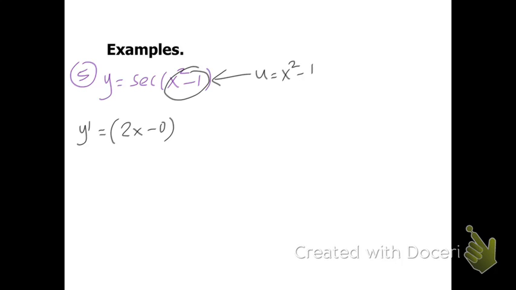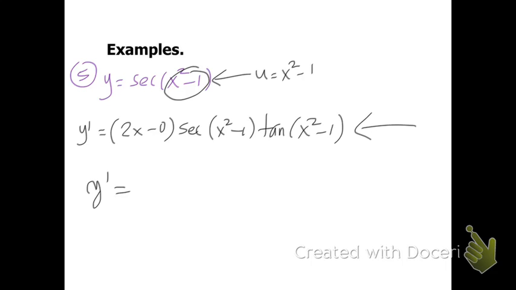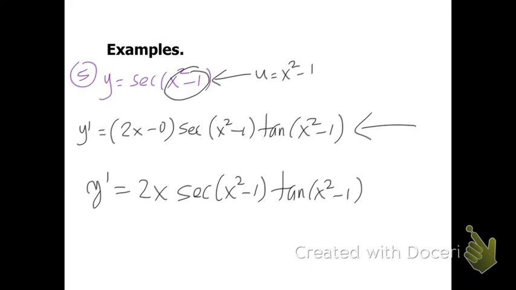So u prime is going to be 2x minus 0, and then the rule is telling me secant of x squared minus 1 times tangent of x squared minus 1. It's a secant of u times tangent of u. And this is the derivative of that function. I'm just going to simplify: 2x times secant of x squared minus 1 times tangent of x squared minus 1. So that's the answer.